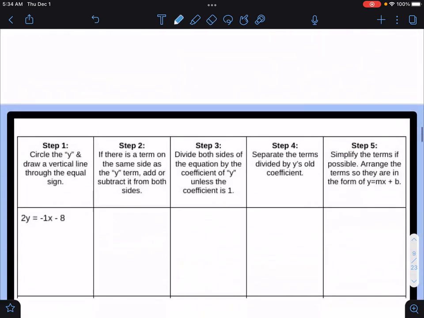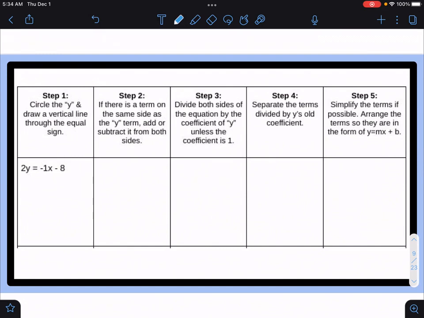Alright, let's look at the next question. So, step 1, we are going to circle the y, and we are going to draw a line through the equal sign.